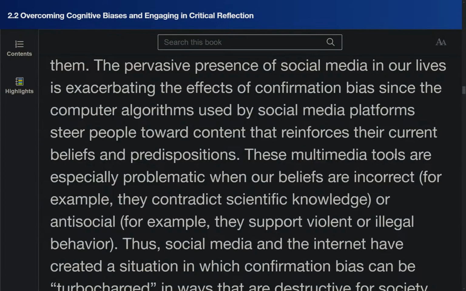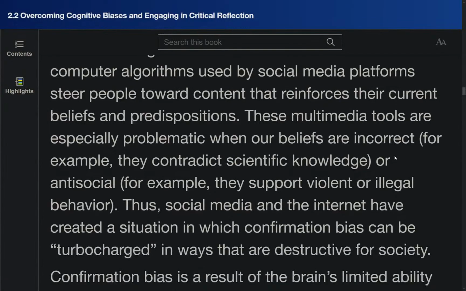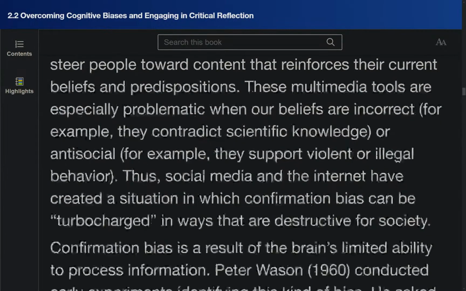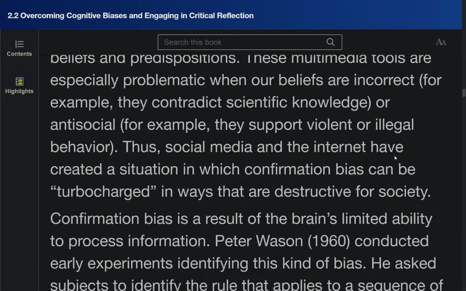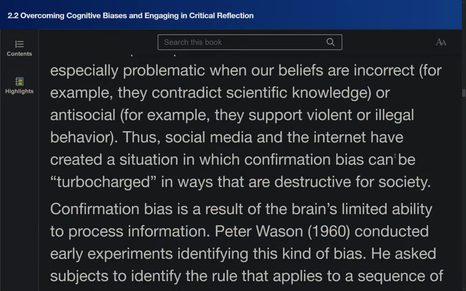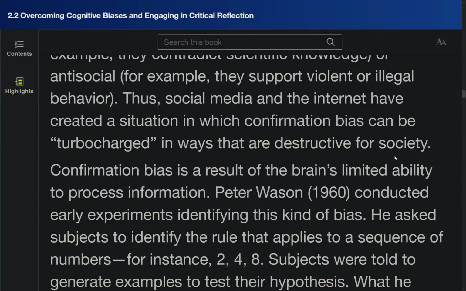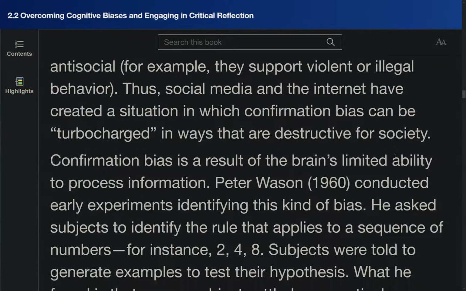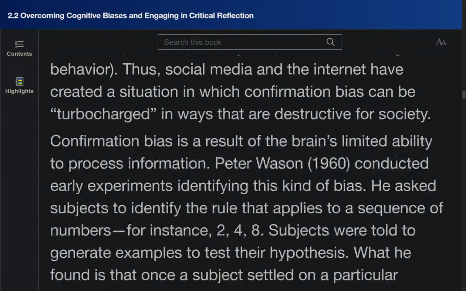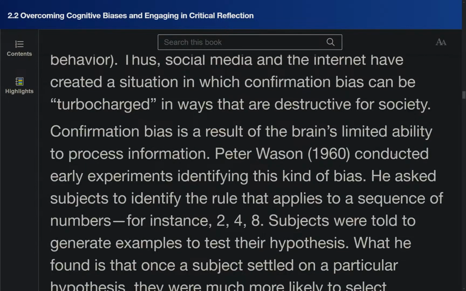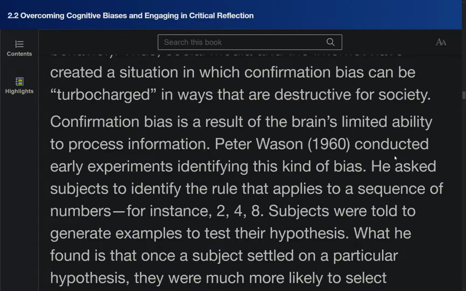These tools are especially problematic when our beliefs are incorrect, for example, when they contradict scientific knowledge, or antisocial, for example, when they support violent or illegal behavior. Thus, social media and the internet have created a situation in which confirmation bias can be turbocharged in ways that are destructive for society. Confirmation bias is a result of the brain's limited ability to process information.